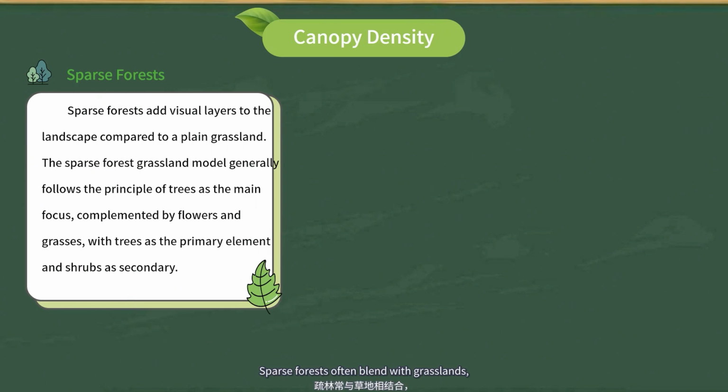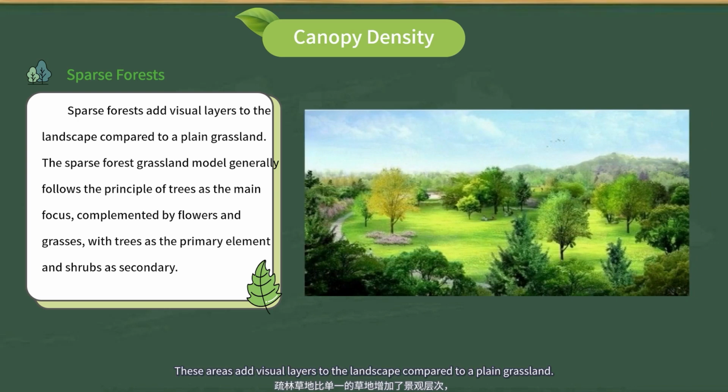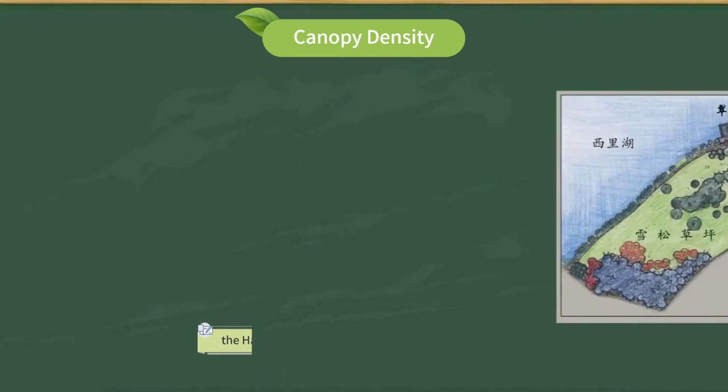Sparse forests often blend with grasslands, hence they are also known as sparse forest grasslands. These areas add visual layers to the landscape compared to a plain grassland. The sparse forest grassland model generally follows the principle of trees as the main focus, complemented by flowers and grasses, with trees as a primary element and shrubs as secondary.